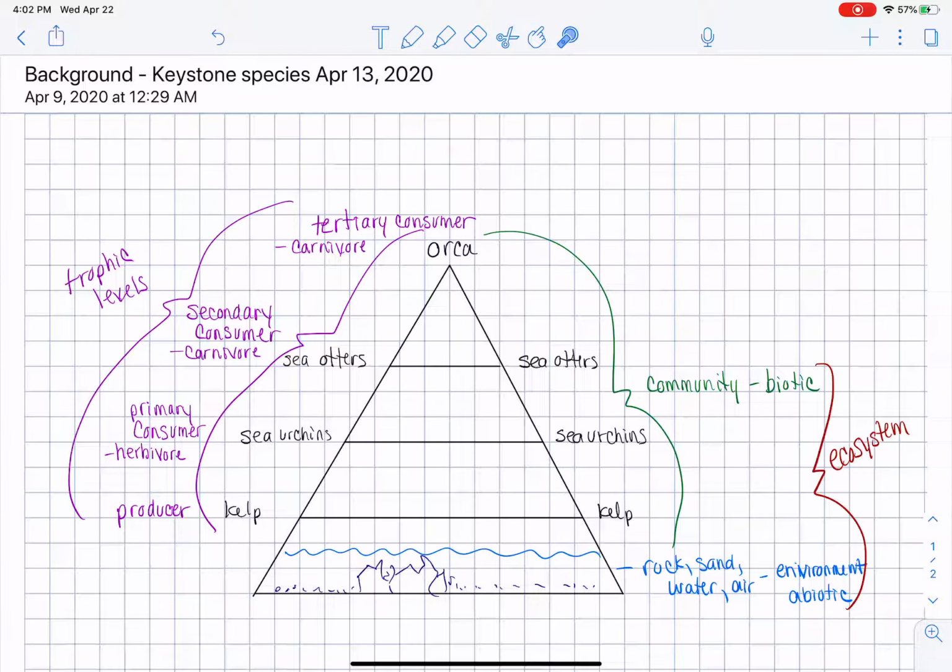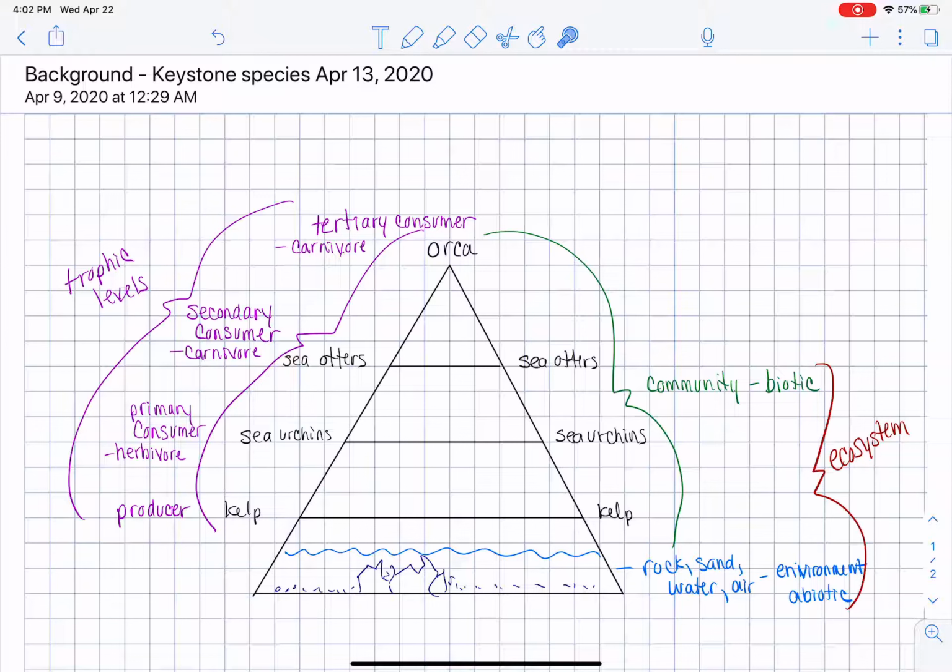At the bottom, you see things that are abiotic, which are part of the environment. Those things would be rock, sand, water, air, anything in the environment that is not alive. Abiotic is not alive. Within the ecosystem, you also have the community, which are only the living things.